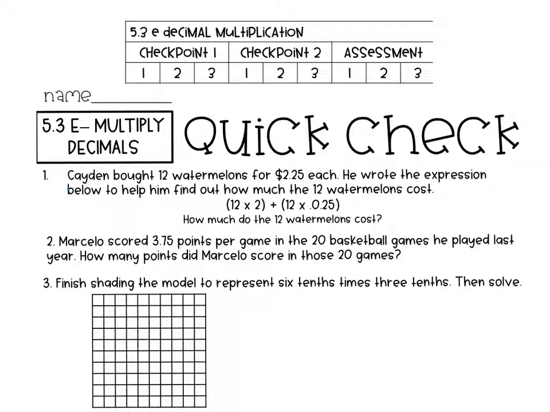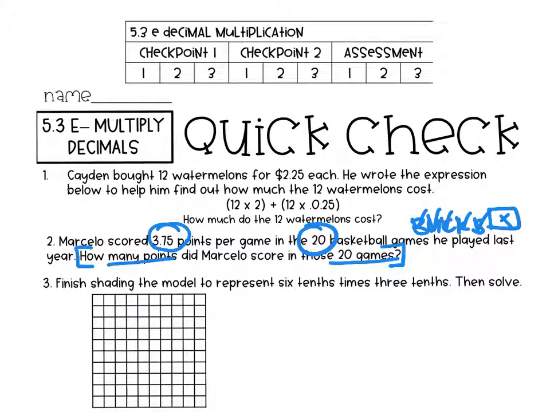So number 2, the question says, how many points did Marcelo score in those 20 games? So Marcelo's playing something to score points. So we're looking for 20 games and how many points he scored. It says Marcelo scored 3 7/75 points per game in the 20 basketball games he played last year. So how many did he score total? So obviously my strategy here is to multiply. I'm going to do 3 7/75 times 20.